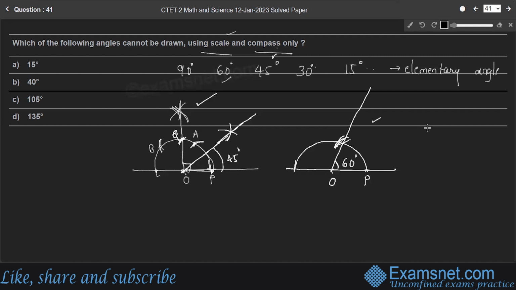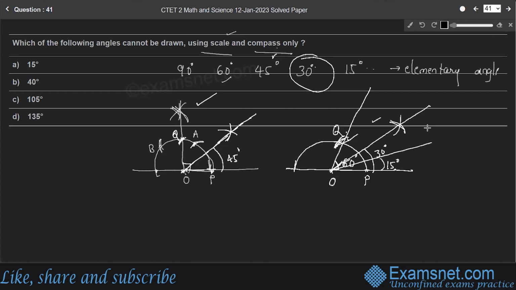From a 60-degree angle, you can also draw a 30-degree angle. We have to draw a bisector, that means a line which bisects the 60-degree angle. For that, with PQ radius, draw an arc with P as center. From Q as center, draw one more arc. Join these two points, and you will get a 30-degree angle. When you bisect a 30-degree angle, you will get a 15-degree angle. This whole is 30 degrees and half of it is 15 degrees.